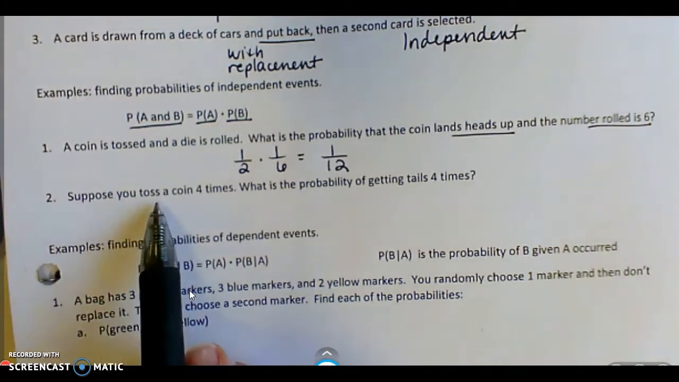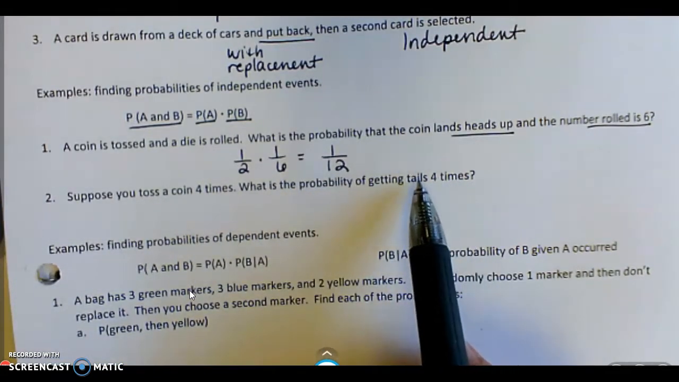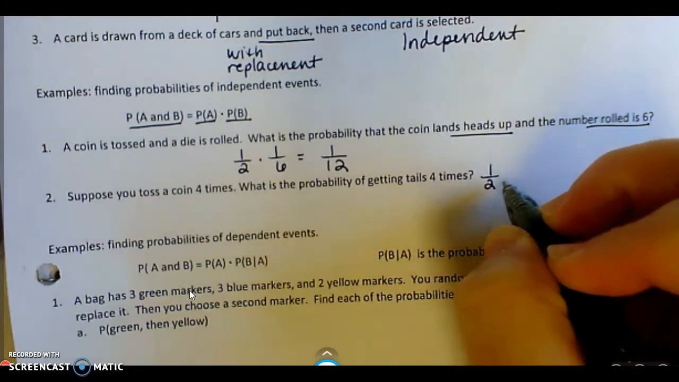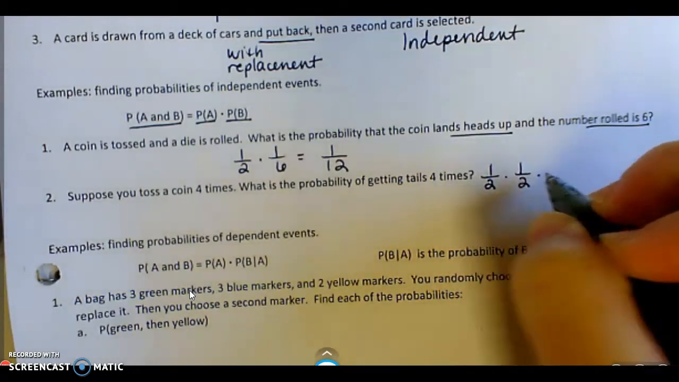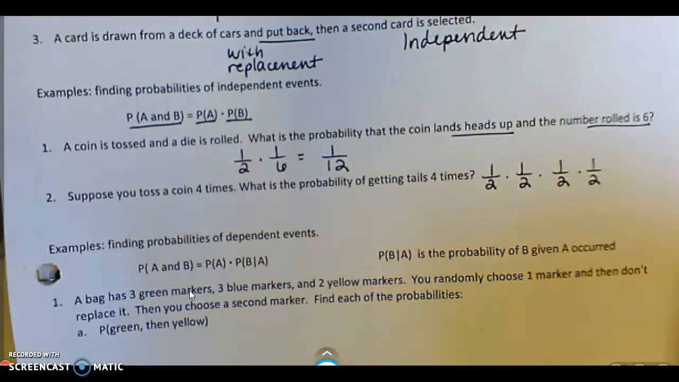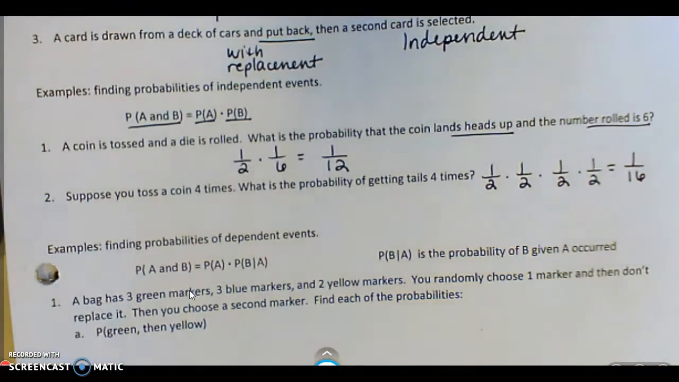So number two, you toss a coin 4 times. What's the probability of getting tails 4 times? Well, the probability of getting tails 1 time is 1/2. Toss it again, it's still 1/2. Toss it again, still 1/2. Toss it again, still 1/2. So that's 4 times. You just multiply together and you get 1/16. Be careful, don't just do 1/2 times 4. It doesn't work that way.